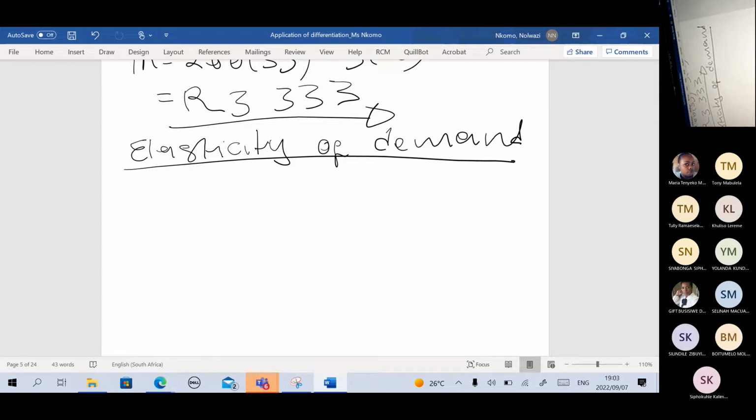Okay, the elasticity of demand is sometimes called the demand elasticity. That's just the same thing. The elasticity of demand is just a measure of how the demand responds to the change in price or income, right?